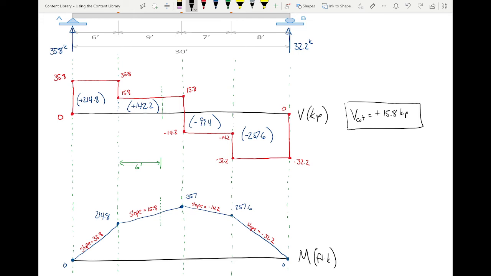Okay, now how do we determine the value right here? Would you agree it's got to be between 214.8 and 357? Maybe what we do is we say the moment at the cut is 214.8 foot kips plus, was that 6 feet times 15.8? Sort of like an MX plus B sort of thing. What is that? 309.6. Does that value kind of make sense? It's just linear interpolation.